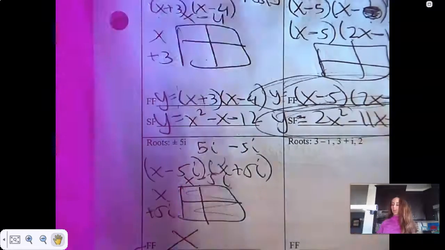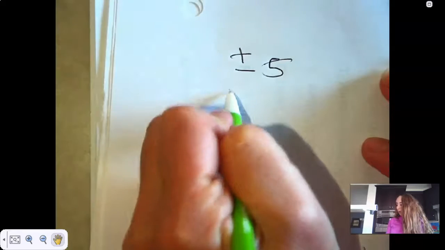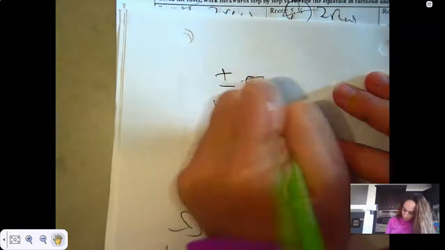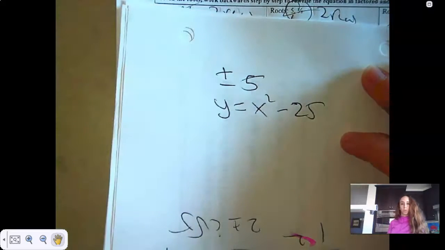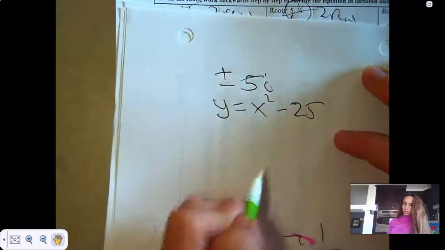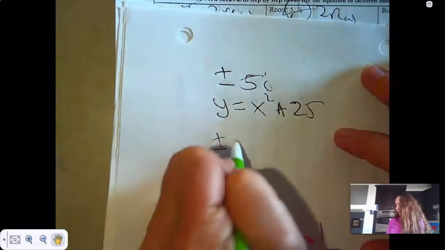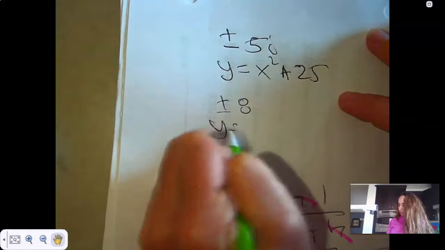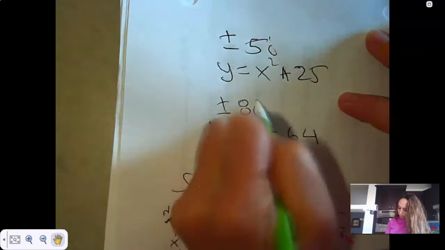I want to show you a little hint and see if you get it. If my roots are plus or minus 5, I'm going to zoom this out a little bit, I know that my polynomial is x squared minus 25. If it's plus or minus 5i, it's plus 25. If it's plus or minus 8, do you think you know what it is? y equals x squared minus 64. What if it's plus or minus 8i?